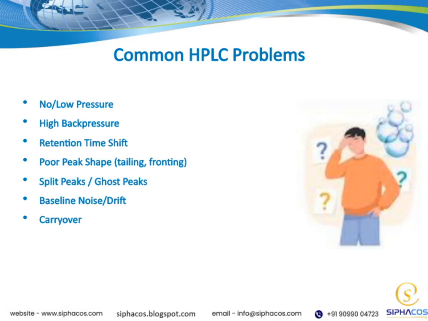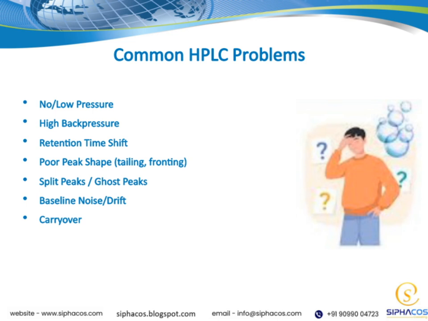Let's talk about some common issues you might encounter with HPLC. One of them is no or low pressure, which can happen if the flow rate is too slow or there's a leak in the system. On the flip side, high back pressure usually indicates a clog or a blocked column, and that can really impact your analysis. Retention time shift is another problem.